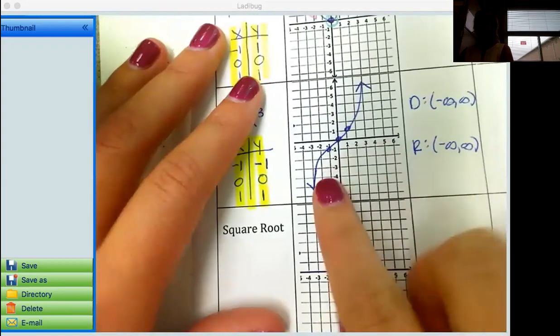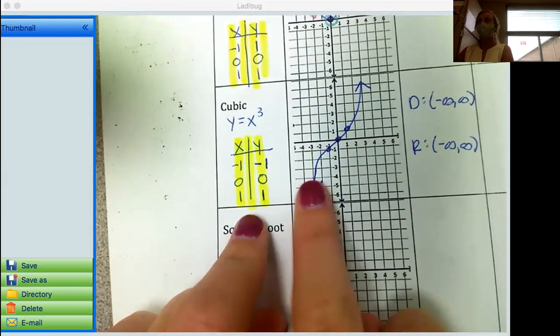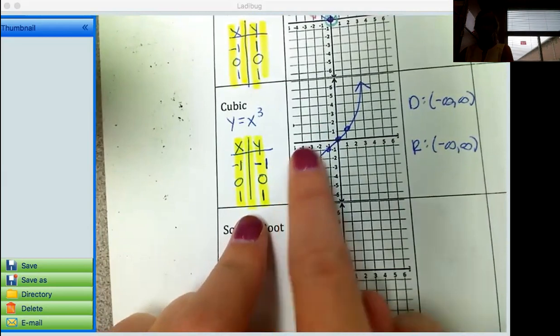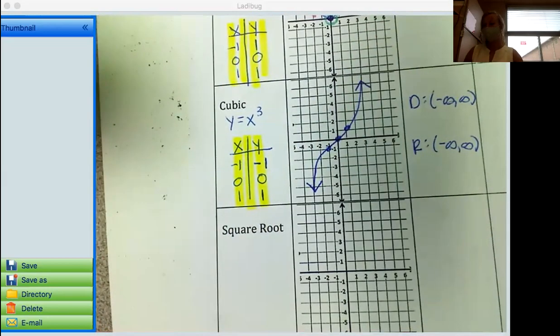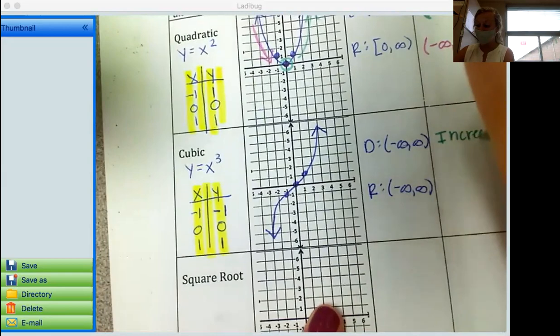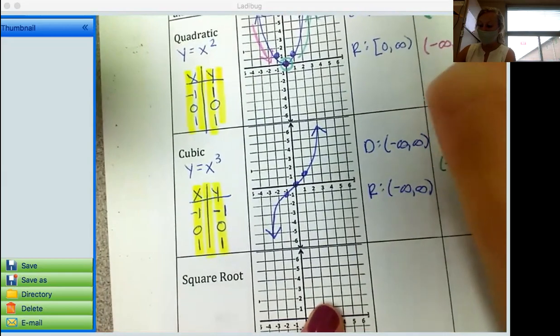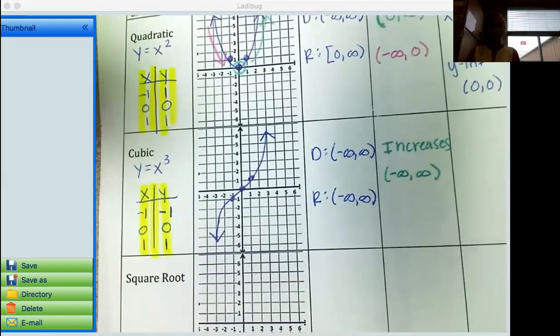So when I go to this graph and I start on the left, what do you do? If you were climbing it, you go up the entire time, right? So this graph only increases, and that increases from negative infinity to infinity, because that is all it does. Does that make sense? Are y'all sure? Okay.